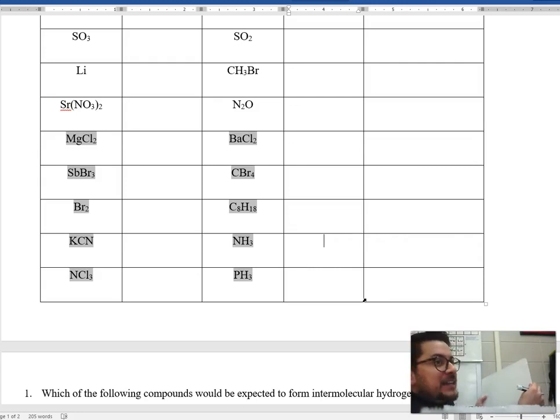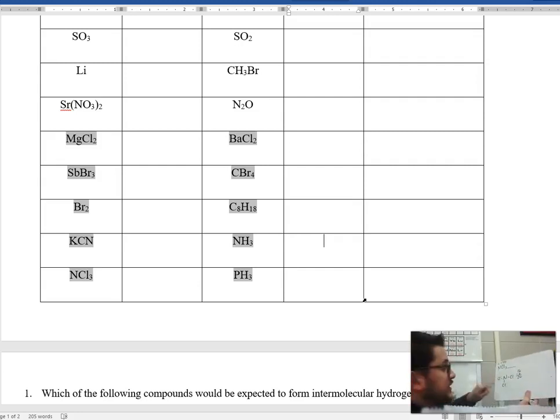NCl3, PH3. NCl3. N is not a metal, so I have to draw the structure. N in the middle, Cl, Cl, Cl. Count up the valence electrons. 5 plus 7 times 3. That's going to be 26. I've used 6 of them. That's 20.